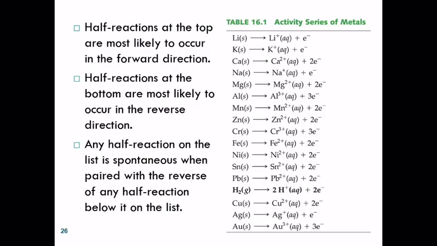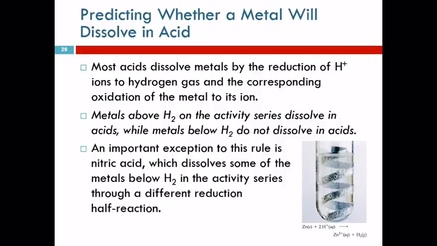Going back to that activity series real quick, here we have hydrogen gas going to hydrogen ions. The metals that are above hydrogen will be dissolved by acid, and the ones below will not. So metals above hydrogen on the activity series dissolve in acids. Those that are below don't. One exception is nitric acid. Some things like copper will dissolve in nitric acid, but that's going through a different process.